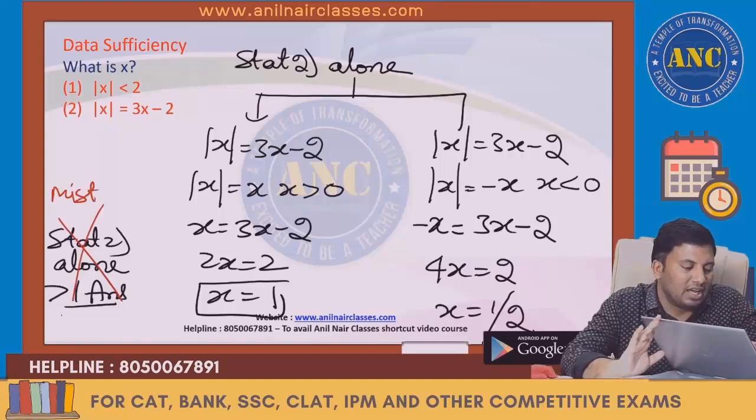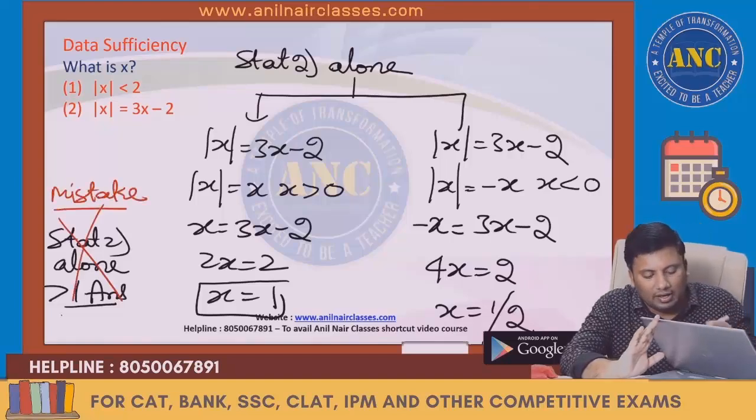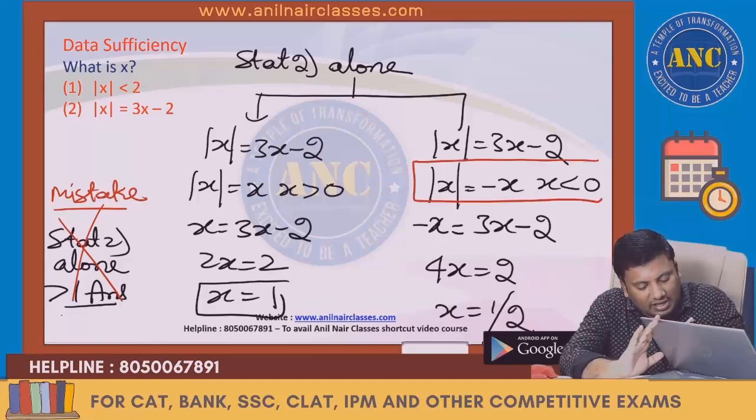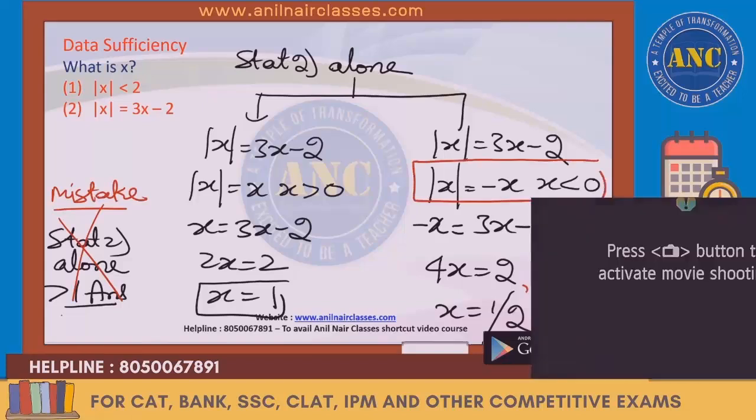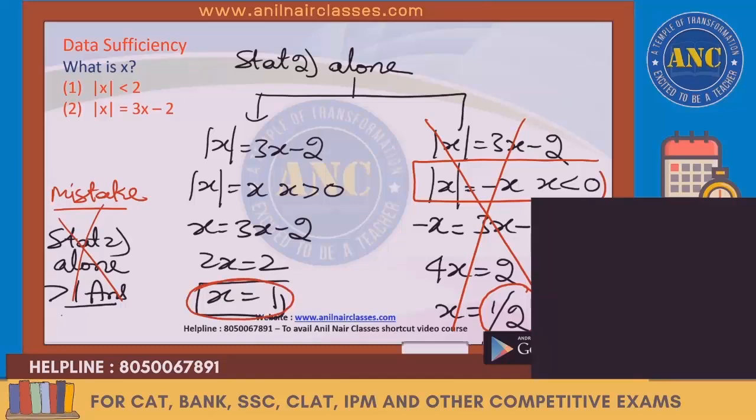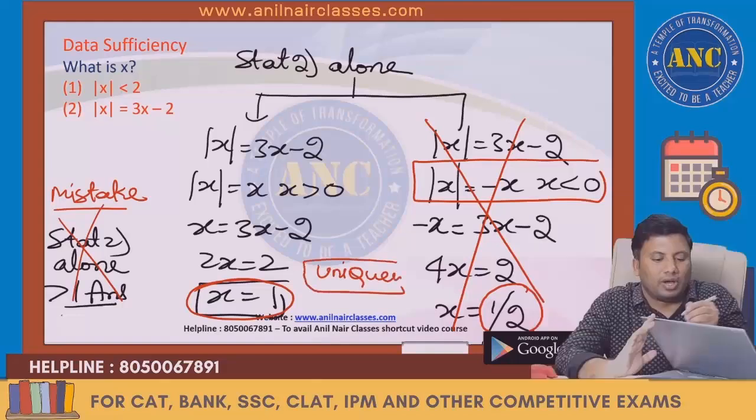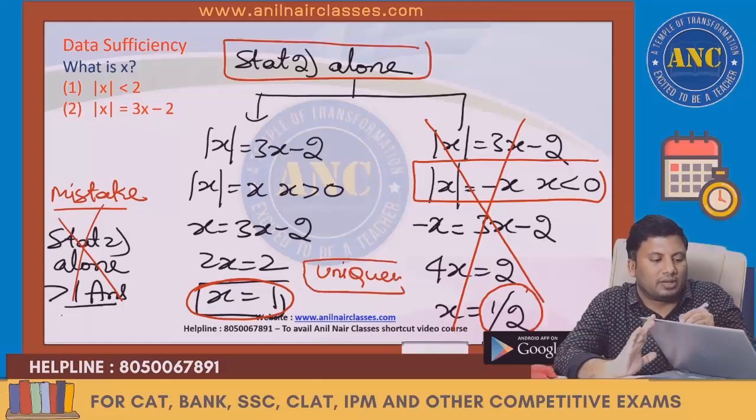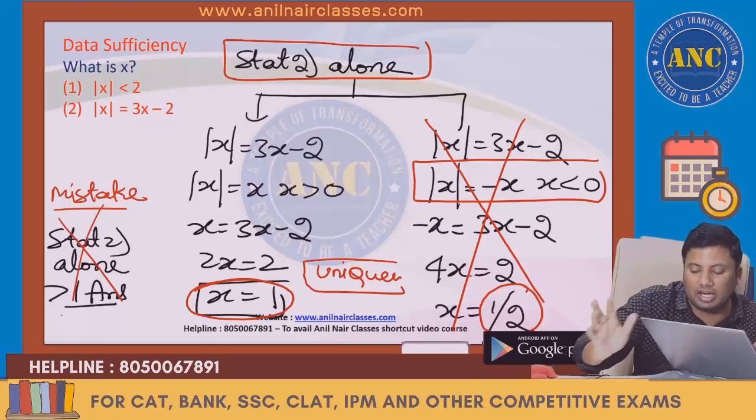What is the mistake? You are doing it in a hurry. Here mod x is minus x if x is less than 0. I got the answer 1 by 2. Is 1 by 2 less than 0? 1 by 2 is 0.5, it cannot be less than 0. This value cannot satisfy. Only one value which will satisfy is x equivalent to 1. Unique answer I got. So the answer for this question is statement 2 alone. Silly mistake, don't do it.